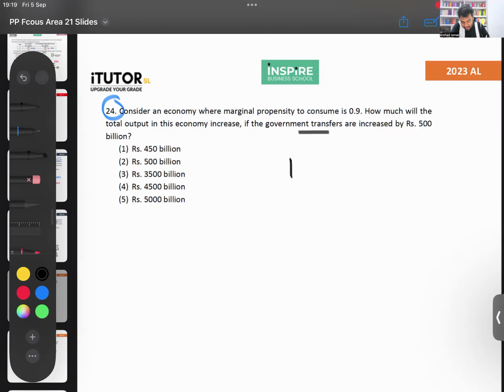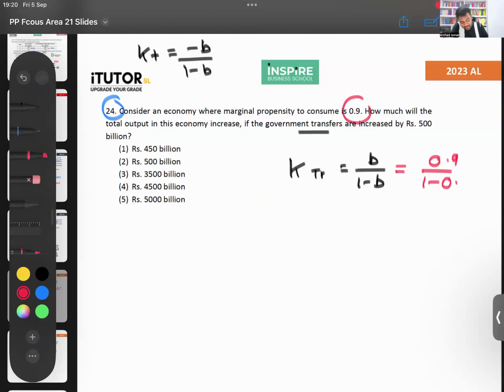So how do you calculate the government transfer multiplier? Transfer multiplier is B over 1 minus B. Now, what is my tax multiplier? Tax multiplier is minus B over 1 minus B, that means minus MPC over MPS. Here you take plus B over 1 minus B. B is MPC, so you get 0.9 over 1 minus 0.9. Then 0.9 over 0.1. How much is the transfer multiplier? Transfer multiplier is 9 times.